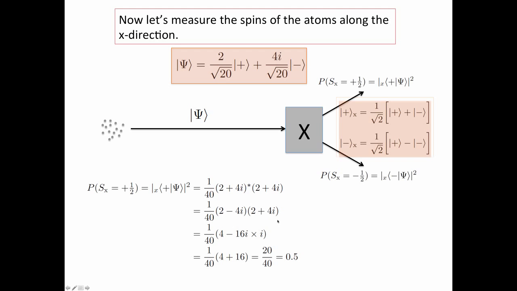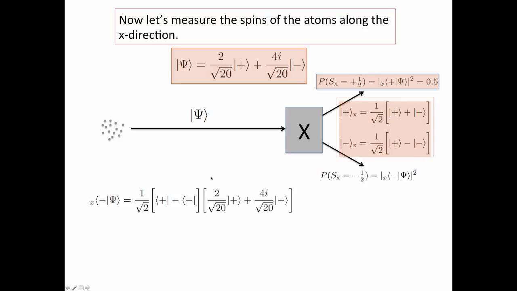With that done, we can just multiply out these brackets, and we get 4 minus 16i times i. i times i is minus 1. So we get 4 plus 16, which is equal to 20. So our final answer for the probability of measuring spin up along the x-axis is 20 divided by 40, which is 0.5. So we can insert that up here. That tells us that 50% of the atoms should emerge with spin up along the x direction.